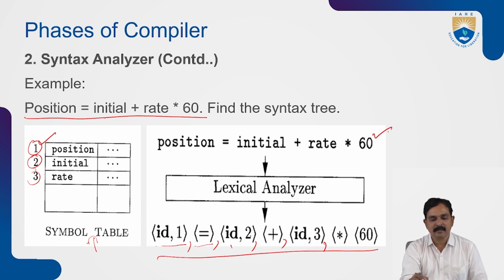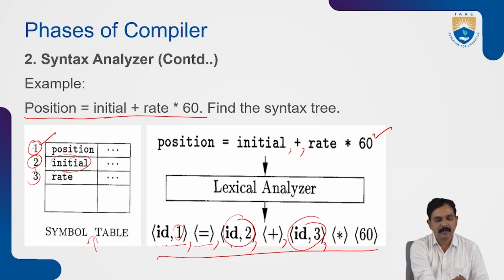Usually the user gives the program language statement like this. After applying the lexical analyzer, it separates the tokens: position, equal, initial, plus, and so on. Position is an identifier, so we generalize it. The first identifier is the position, and one refers to the first record of the symbol table. The second record of the symbol table takes the other identifier, initial. And for the third, you go to the third record, which is rate. Try to understand it like that.